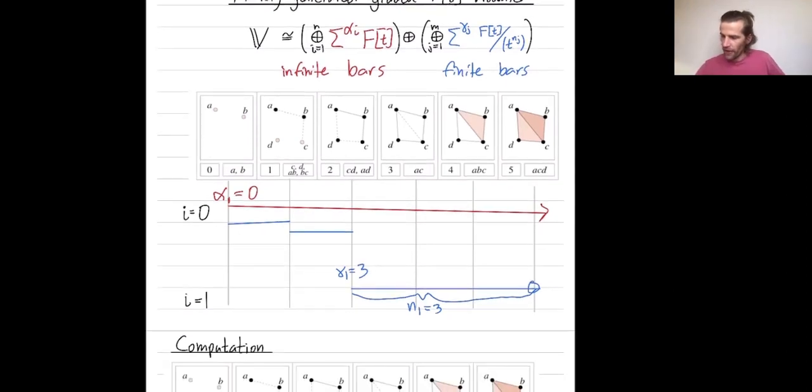Okay, and then in one-dimensional homology, we have one more bar. It starts at time 4. Sorry, I had my times wrong. Okay, this bar started at time 2. Anyways, the other bar in one-dimensional homology starts at time 3, and it has length 1.